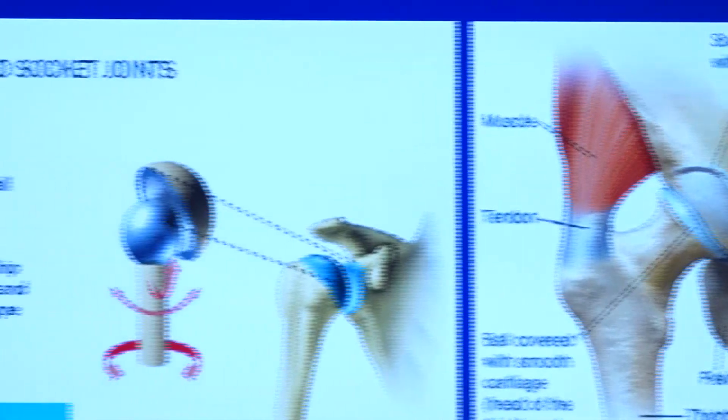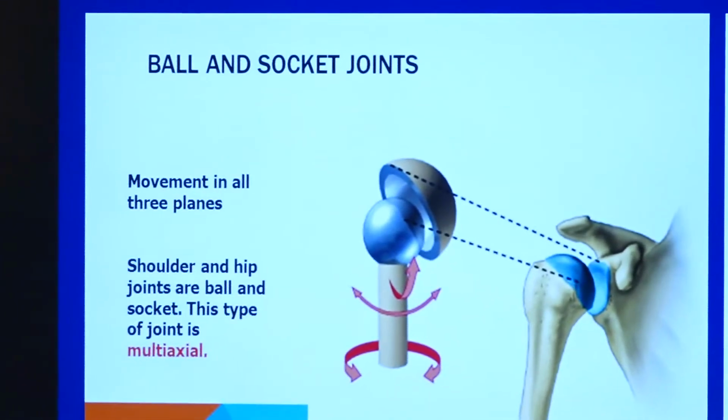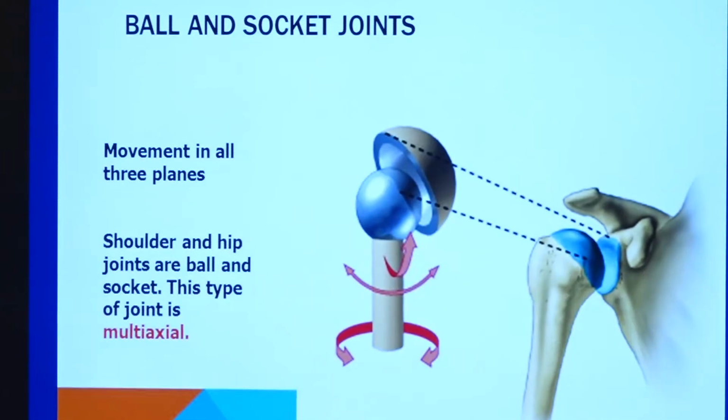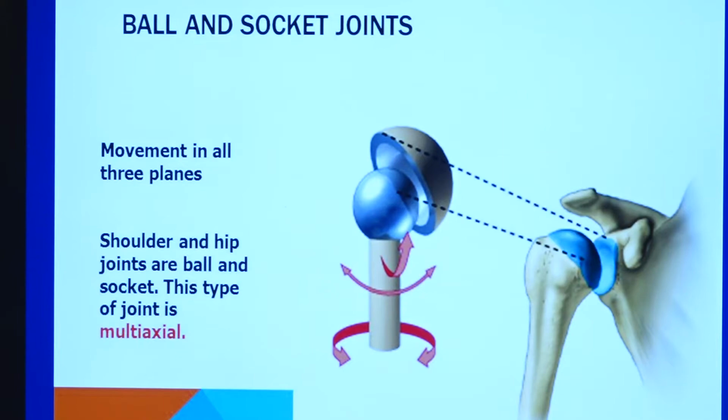Next, ball and socket joint. Look here, ball and socket joint. Here this is the movement in all three planes. The shoulder and the hip joints are ball and socket joints.